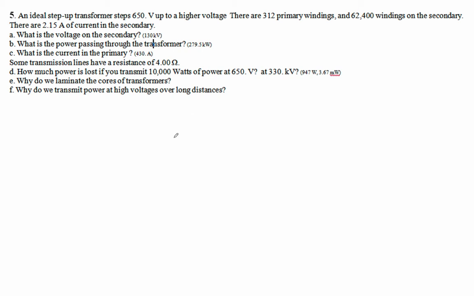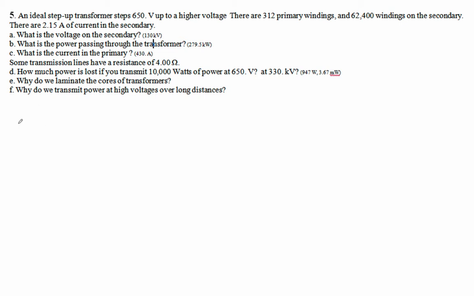An ideal step-up transformer steps 650 volts up to a higher voltage. There are 312 primary windings and 62,400 windings on the secondary. I don't even know if that's possible. There are 2.15 amps of current in the secondary. Ooh, tricky problem here. What is the voltage on the secondary?